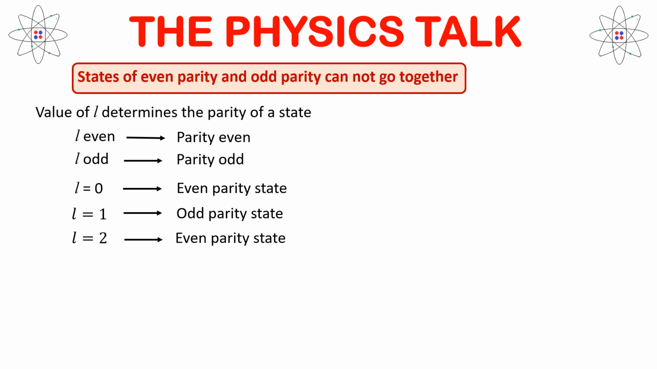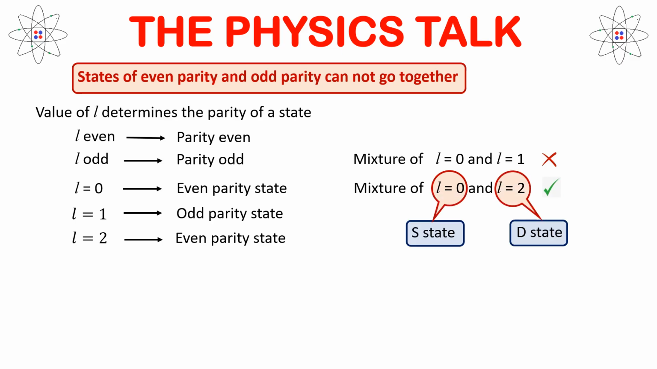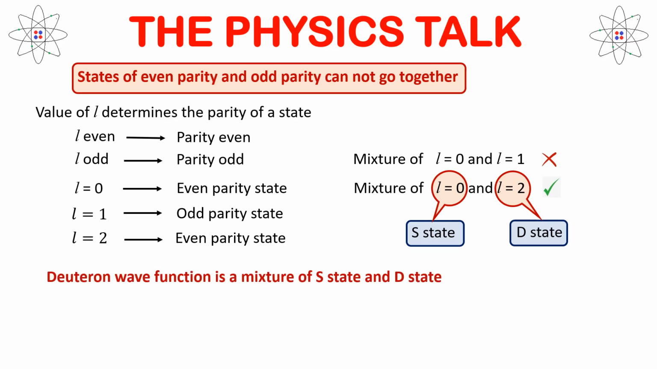As per the principle stated before, the mixture of L equal to 0 and L equal to 1 is not allowed. Mixing of L equal to 0 with L equal to 2 is allowed. These two states are also called S state and D state. In this way, it is found that deuteron has both S and D states. The deuteron wave function psi d can be expressed mathematically as a combination of one S and one D state.